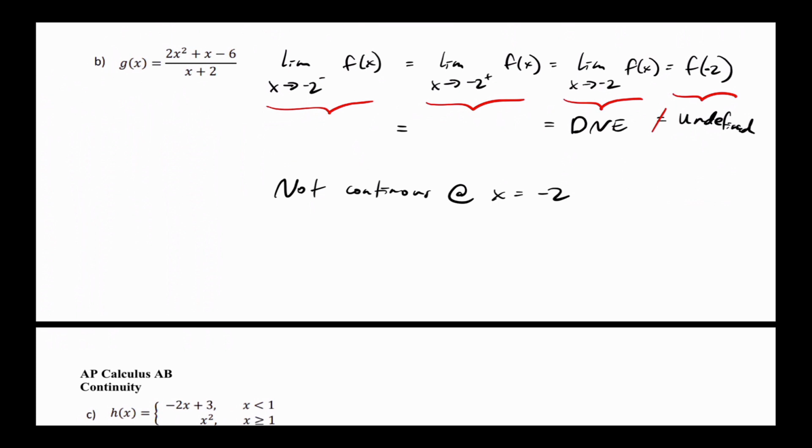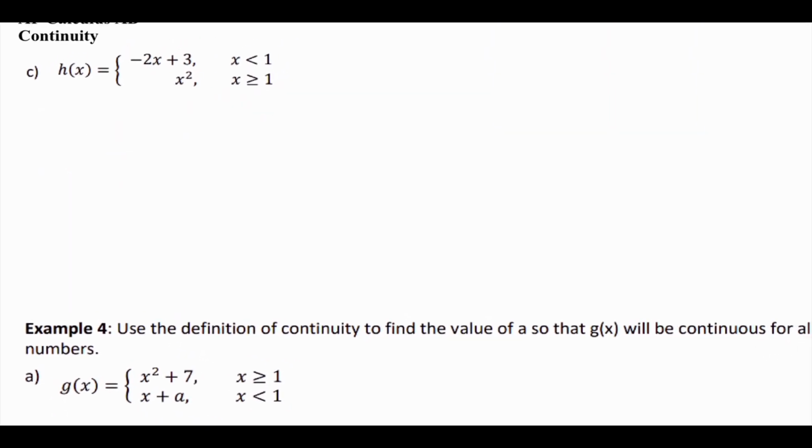So let's look at the next one, letter C. Letter C is a piecewise function. It's got two pieces to it. These are the ones that you're going to see most often. One of the big things they do on multiple choice and free response is they want you to find continuity or discontinuity. Is it continuous? And they'll give you piecewise functions.